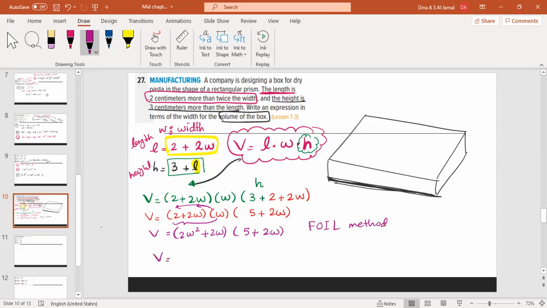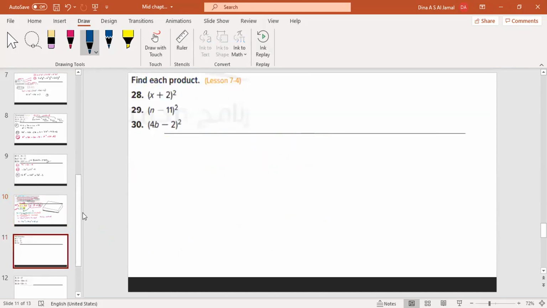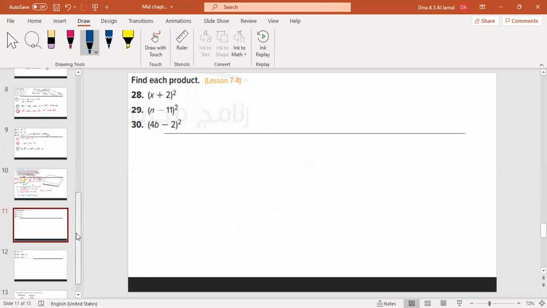So pay attention on this question. It's a really good question. So that means, and this is the last answer of the FOIL method, 4w cubed plus 14w squared plus 10w. Good. Now let's go to the other question. Find each product. Now these questions are related to the fourth lesson, and pay attention to these questions.